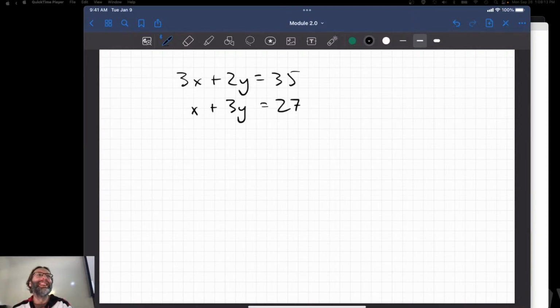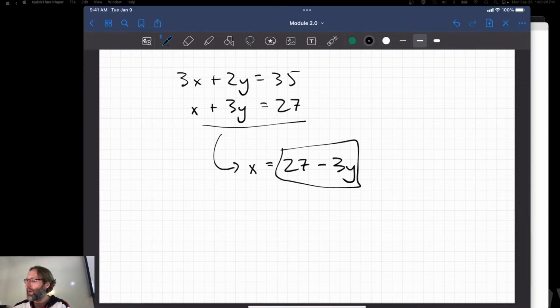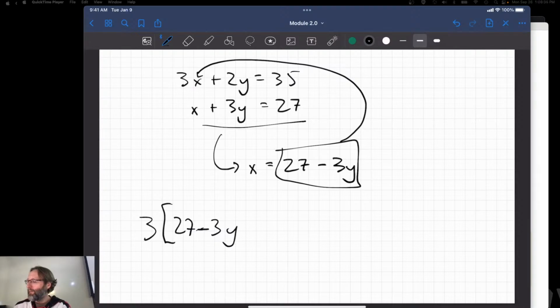So take the second one here, right? And just take 3y onto the other side. We'll solve for x is equal to 27 minus 3y. Right? Take that and plug it in up here. And you'll get 3 times (27 minus 3y) plus 2y is equal to 35. There's one equation with one unknown. And now it's just algebra. What would it be?